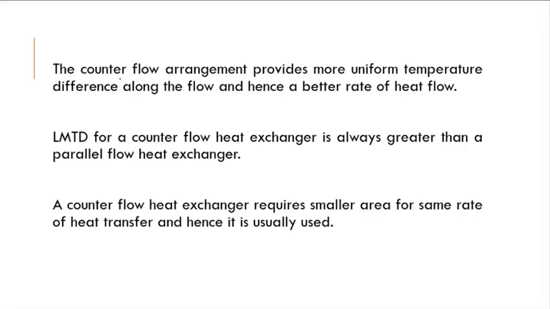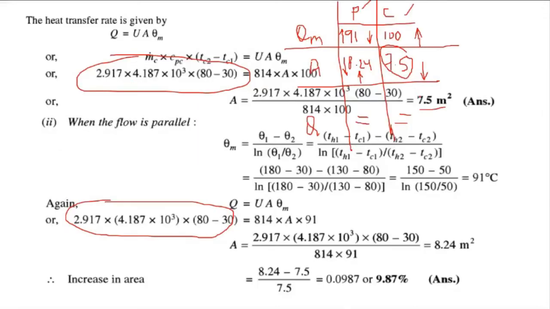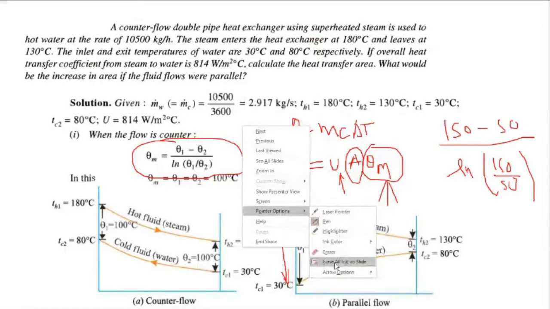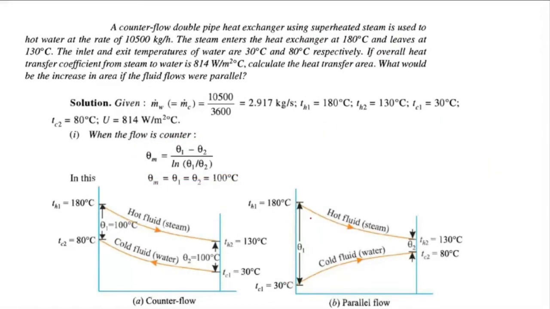So here you can see that the counter flow arrangement provides more uniform temperature difference along the flow, hence a better rate of heat flow. What does the statement mean? Here we have put both the diagrams side by side. If you see the temperature difference in this case, as we move along the length of the heat exchanger, the temperature difference keeps on varying. Can you see this part? It will be decreasing continuously. Yes or no?